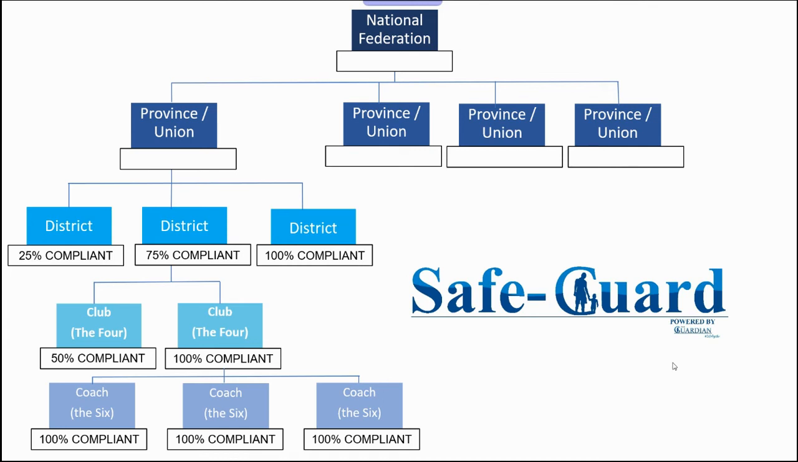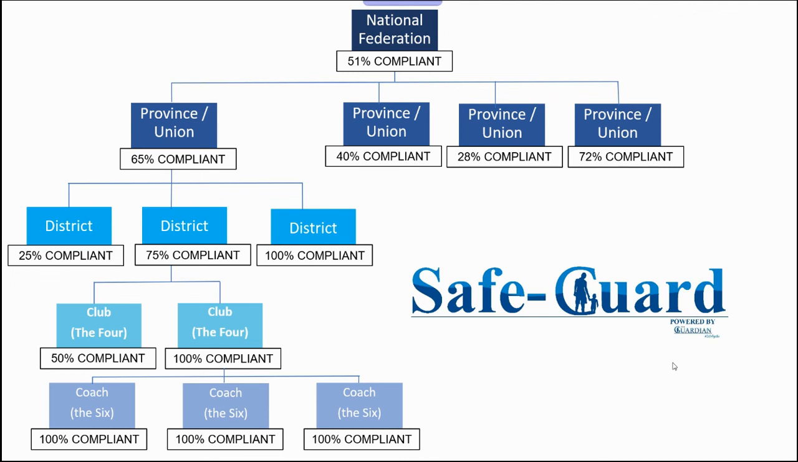Same as the district DSO, they would be able to see at a glance on the dashboard what is happening with their clubs. The average compliance for the districts will define how compliant the province is. And essentially, the average compliance for each of the provinces or unions will define how compliant the federation is.